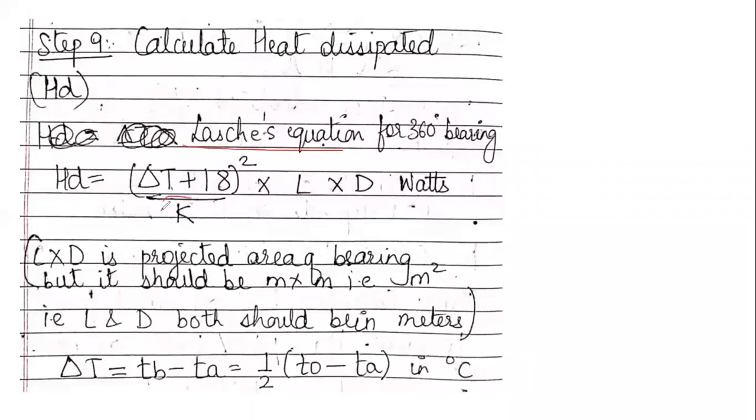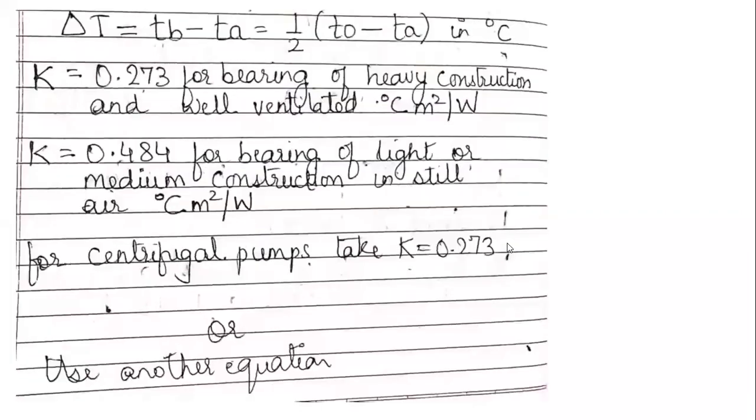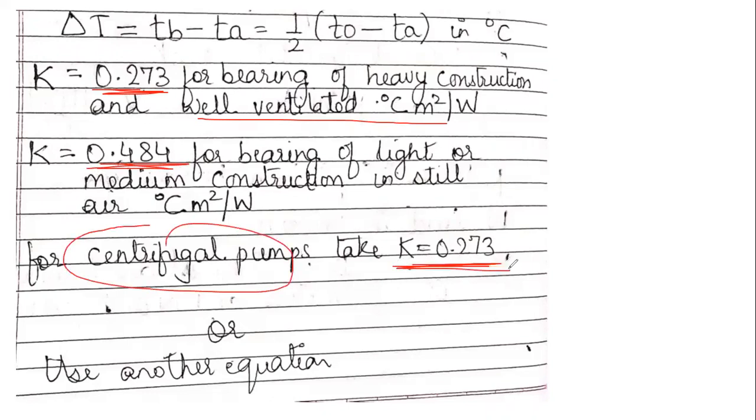Lash's equation, this K value, if you are using this equation, how will you calculate that K? Then that K you will take as 0.273 for well ventilated bearings and 0.484 for light or medium construction in still air, bearings which are used in still air. For centrifugal pumps, you should take the value as 0.273. The value of K you should use is 0.273.